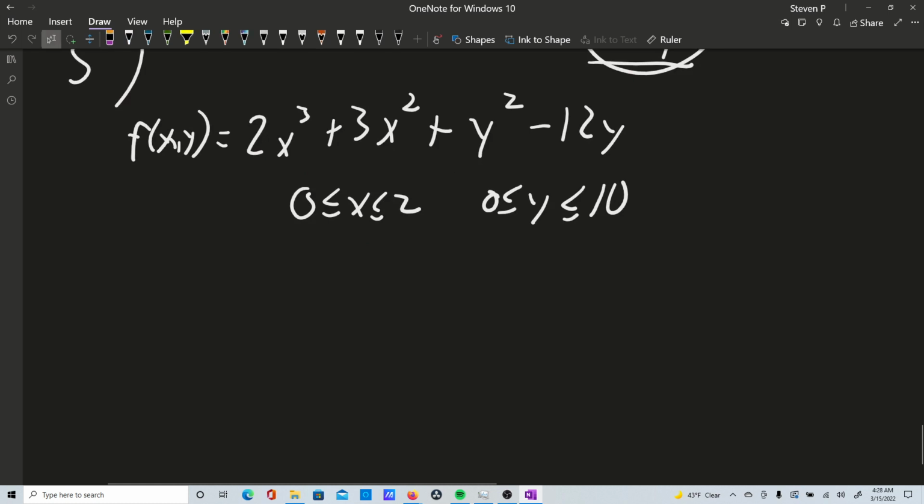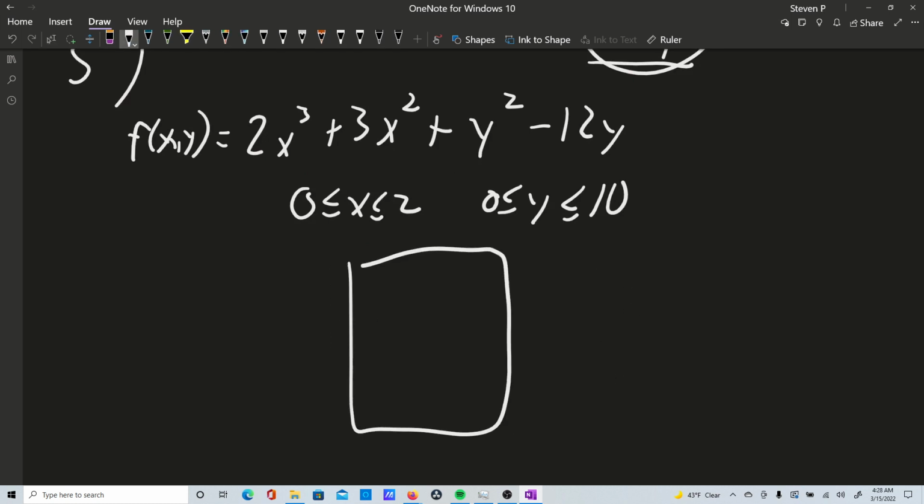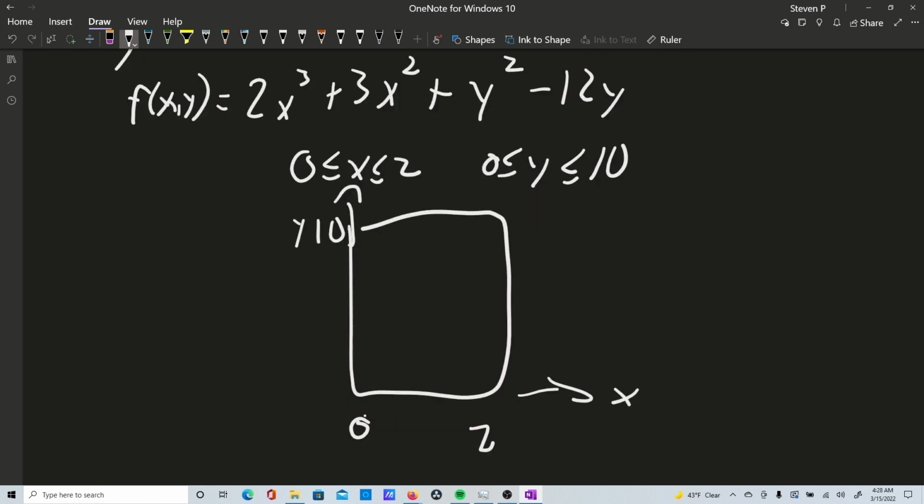So these problems, let's break it down a little bit, right? It's sort of saying this is the x-axis, this is the y-axis, this is 0, this is 2, this is 10, and it's basically saying, okay, find the smallest and largest values in here. So let me break it down.